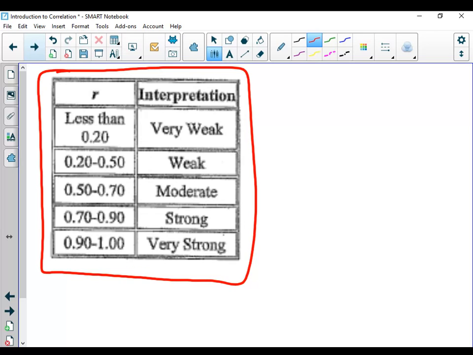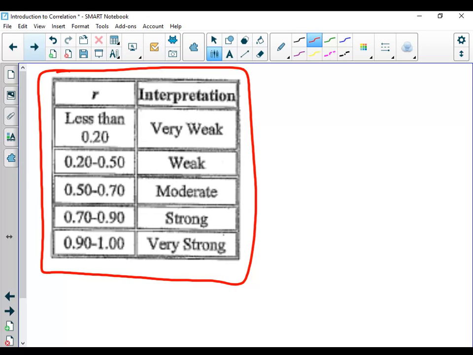Yeah, good question. Does it change if it's negative? Well, the only thing that's going to change with the negative is the direction. So say I got a negative 0.8. Well, the negative just tells me it goes downward. 0.8 would still be in the strong category. Okay, that's a great question.